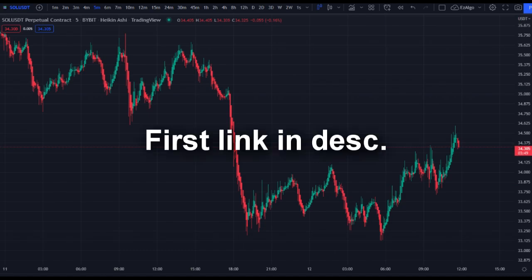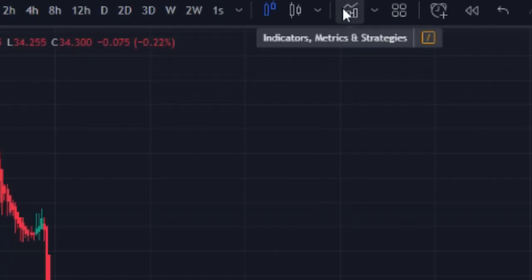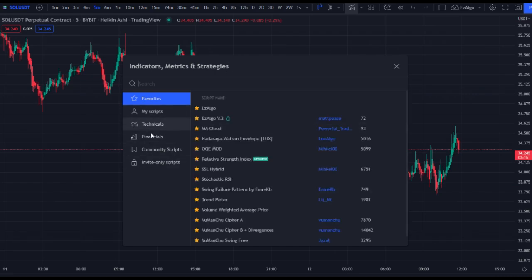EzAlgo is the best buy sell indicator on TradingView for one reason, and that reason is because of the support and resistance levels. So next thing you want to do is come up here to indicators, come down to invite only scripts, and there you will see EzAlgo V2.